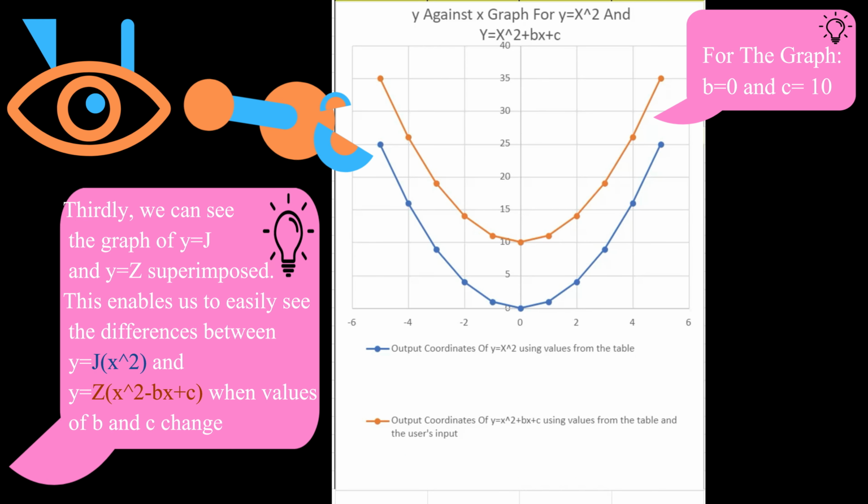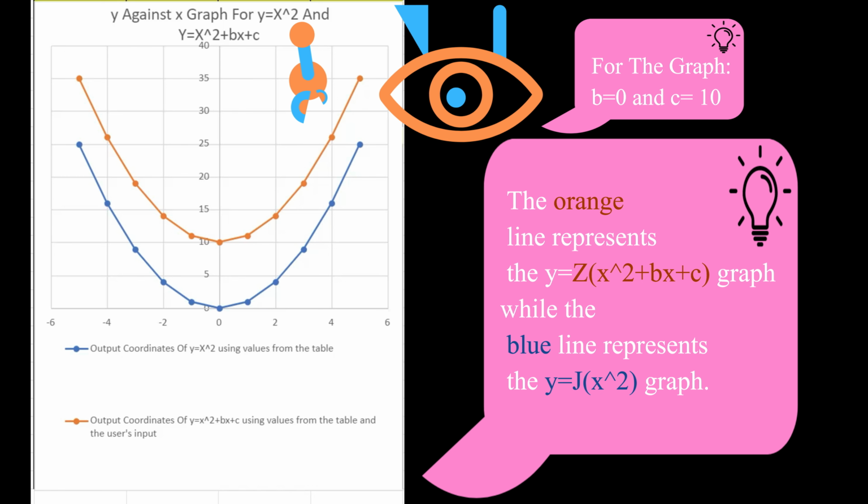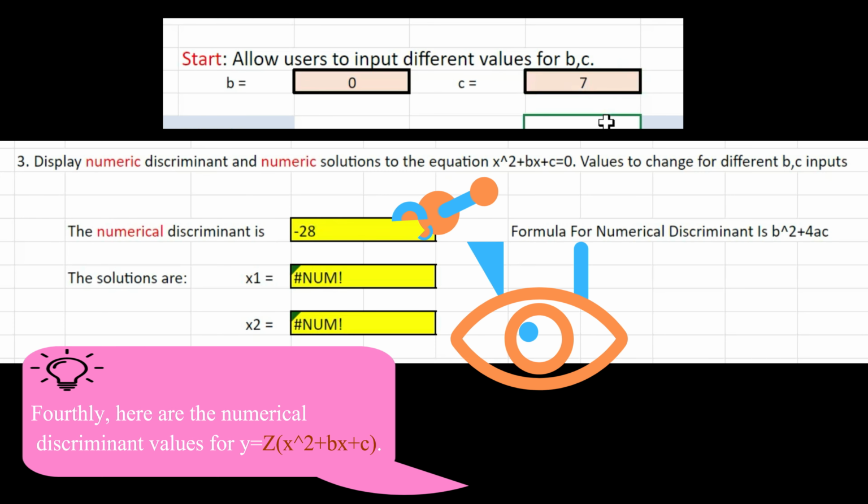Thirdly, we can see the graph of y equals j and y equals z superimposed. This enables us to easily see the differences between y equals j and y equals z when the values of b and c change. The orange line represents the y equals z graph, while the blue line represents the y equals j graph. Fourthly, here are the numerical discriminants for y equals z.